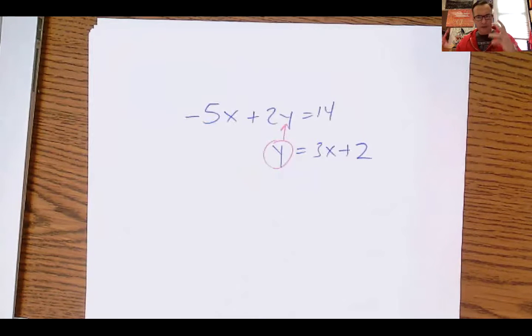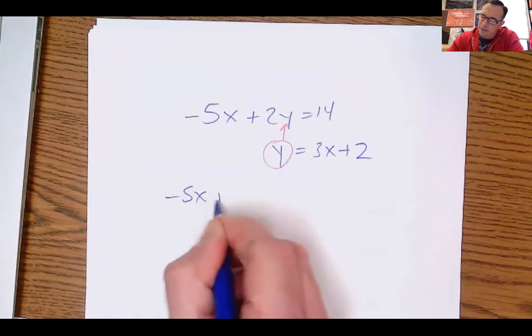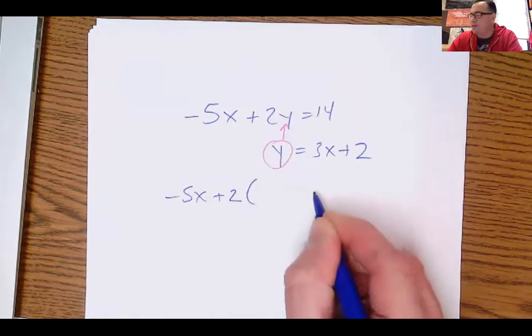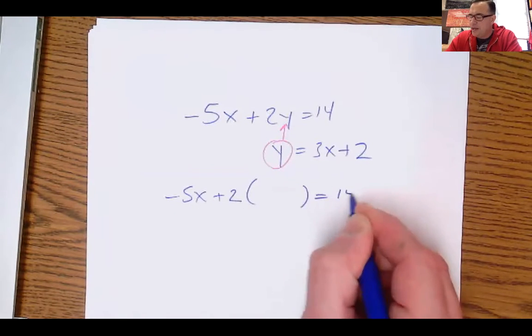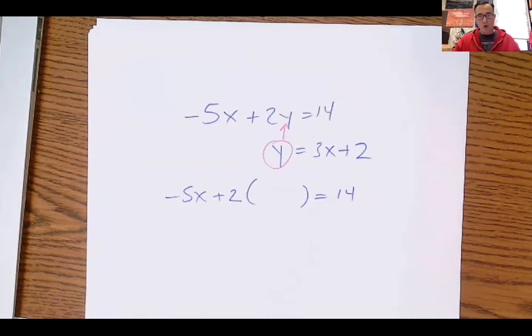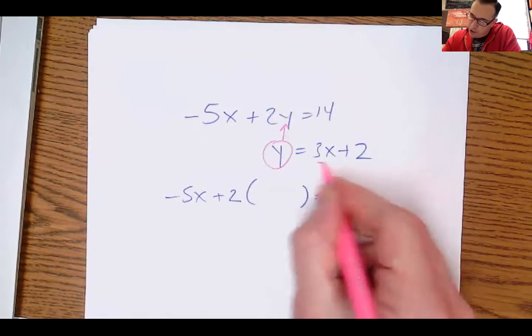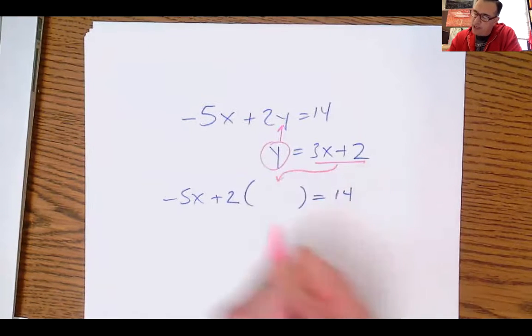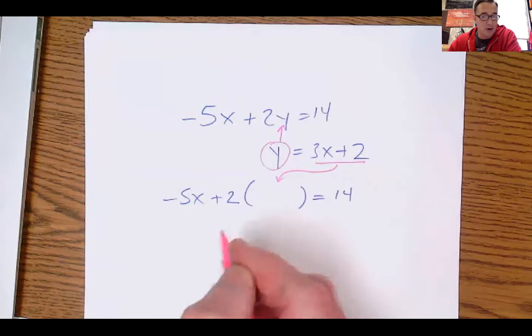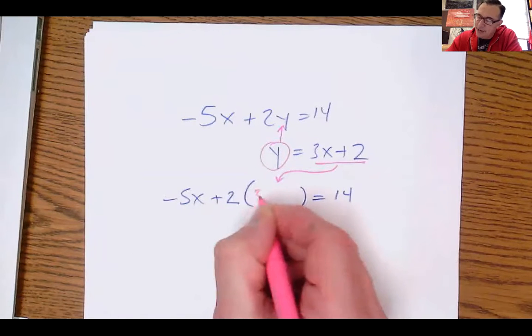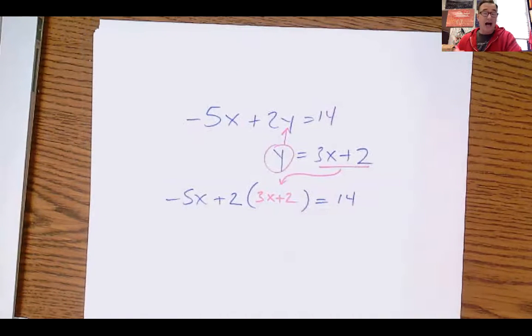Okay, so if I'm going to do that, I have to rewrite that top equation, negative 5x plus 2, and then I'm going to use a set of parentheses here when I replace that y, equals 14. And then I'm going to take the expression that y is equal to, and I'm going to put it in here, replacing or substituting for the y. So now we have 3x plus 2 here. Now, I have not solved any of these problems. This might completely and totally suck, but we can at least go through and see what we're going to get.